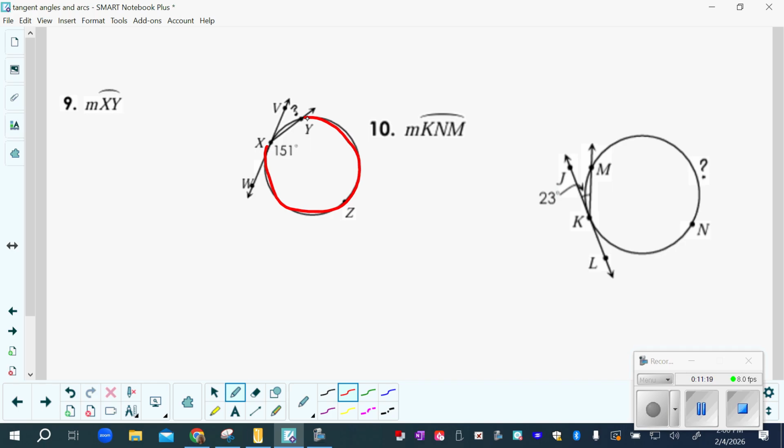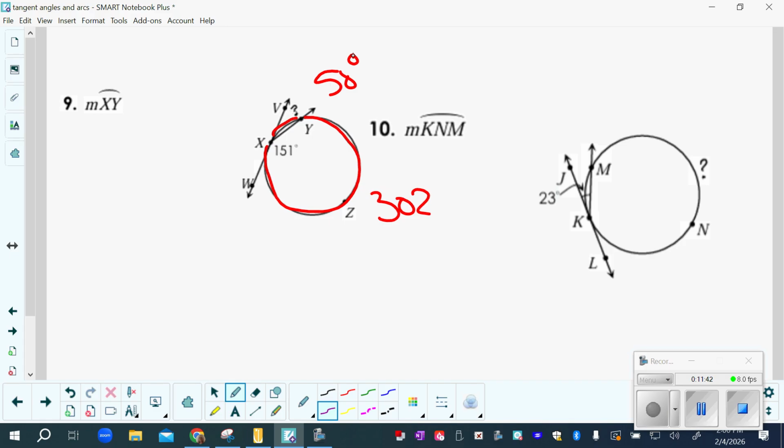I think you're going to get 302, but I don't want that piece. No, I want this teeny tiny piece that's left over. So if I've used up 302, how much is left for that teeny tiny piece? 58. Oh, I'm so glad I'm keeping you awake.